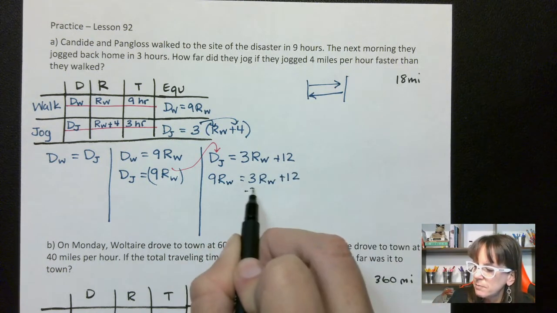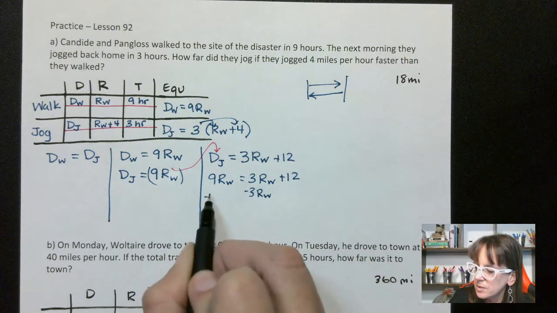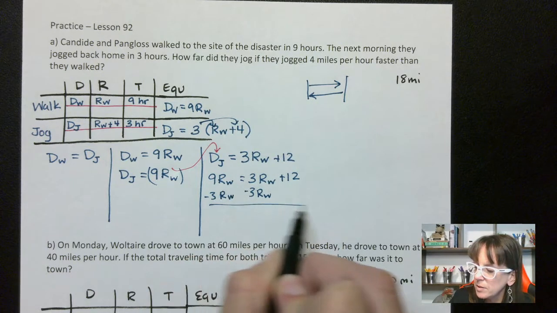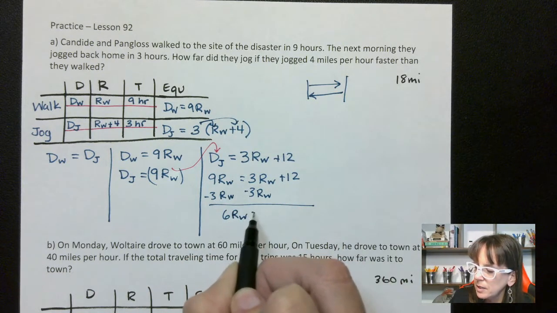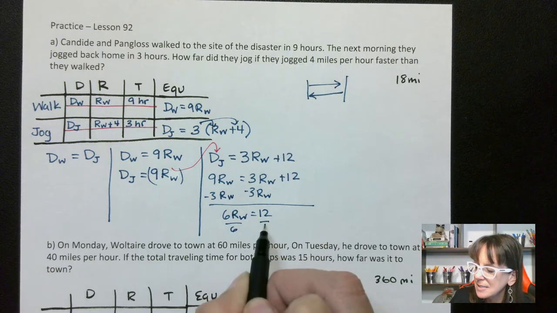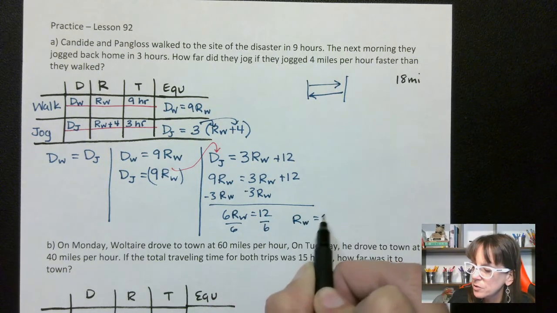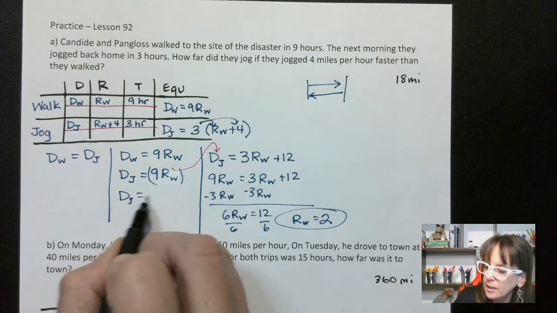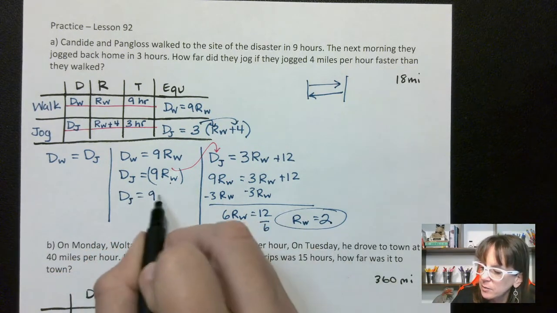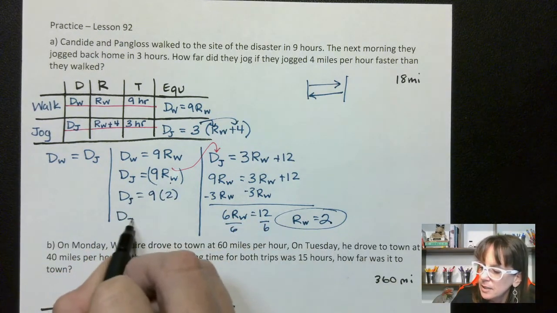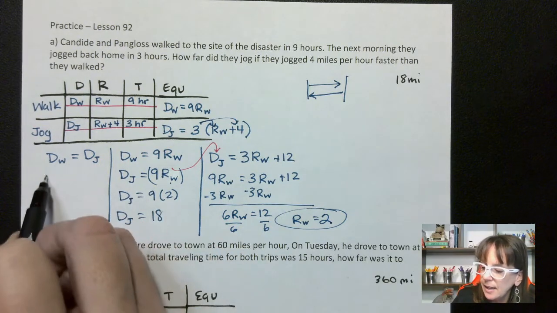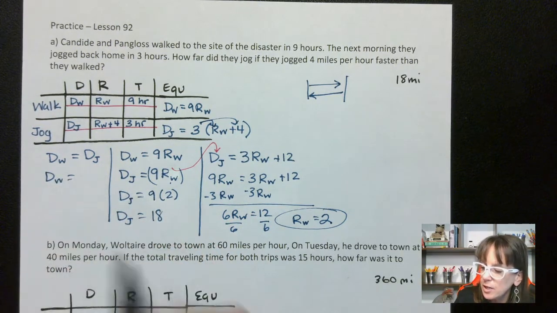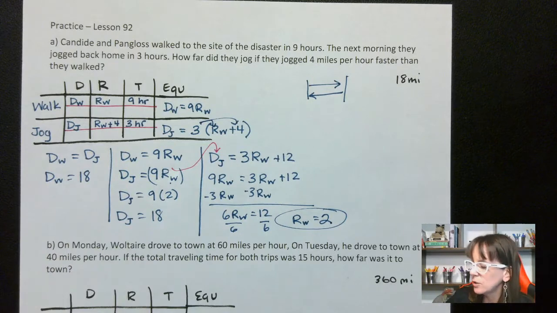All right, let's minus 3 rw from both sides. We end up with 6 rw equals 12. Divide both sides by 6. We get rw equals 2. dj equals 9 times rw, which we now know is 2. So dj equals 18, and dw equals whatever dj is, so that's 18. Let's go ahead and answer our questions.